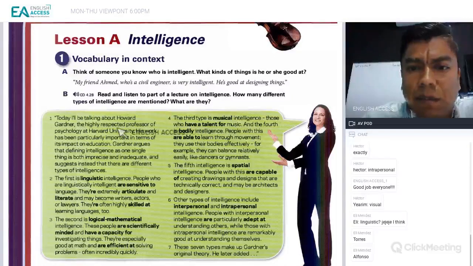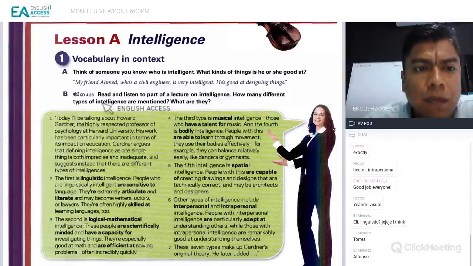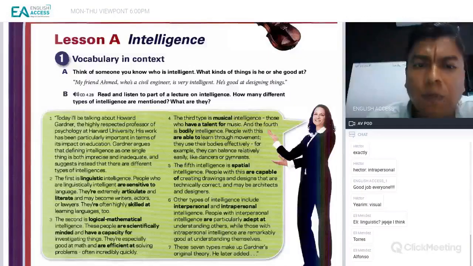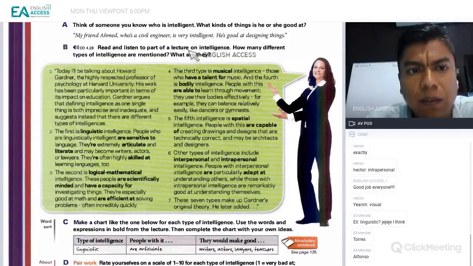Let's move on with this little reading. Exercise B. Read and listen to part of a lecture on intelligence. How many different types of intelligence are mentioned and what are they? So please read this little article and let's answer the question. How many different types of intelligence are mentioned?